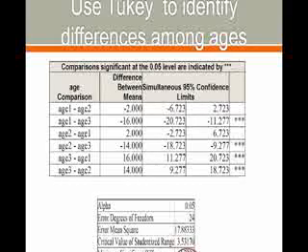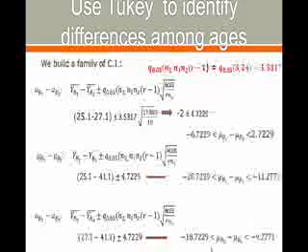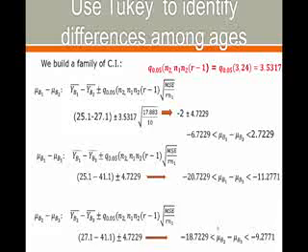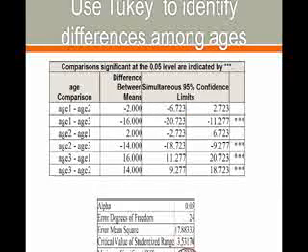The minimum significant difference that is given here, 4.7229, look at it, is the same quantity we have here: 4.7229, 4.7229, and 4.7229. We have everything. 3.53 is the student t value found in the table.